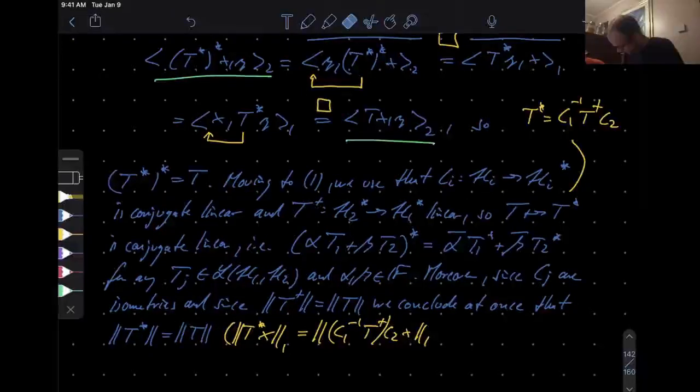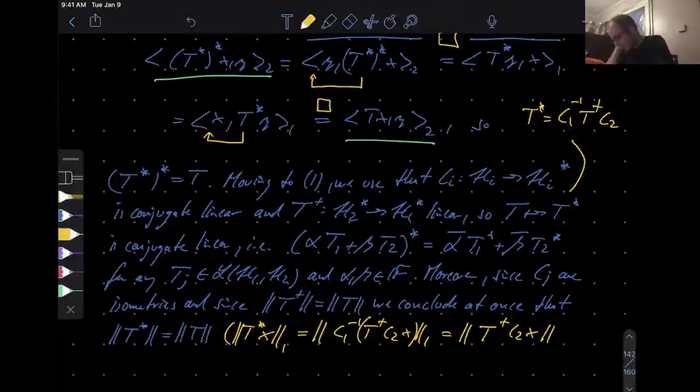Okay, I should do the grouping slightly differently. The idea is correct, but the execution is faulty. So you group like this, and now you use that C1 is an isometry and hence its inverse is also an isometry, right? So this will be equal to, because C1 is an isometry, T2, C2X. Now this will be an operator norm because the dual transformation maps well to the dual space. Okay, so now you continue with the grouping.